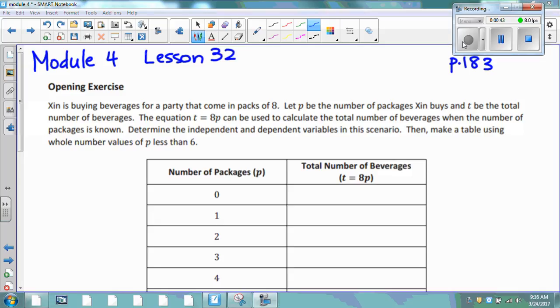Let's take a look at what we have to underline here. So we know Zin is buying beverages for a party that come in packs of 8. Okay? P is the number of packages. T is the total number of beverages. We have groups of 8, right?